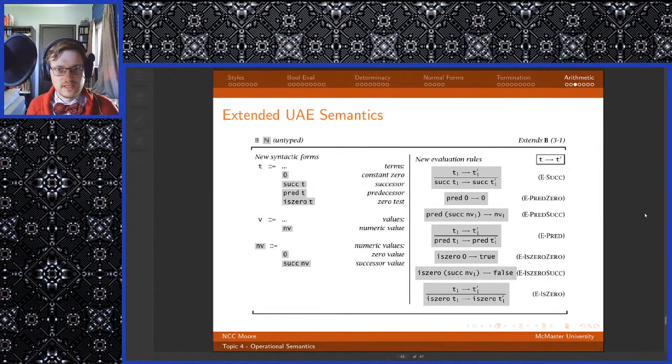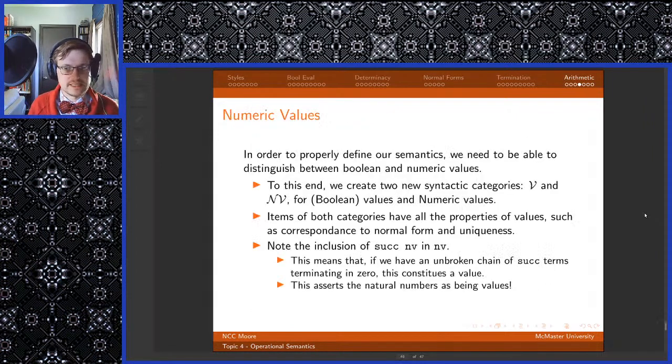And when it's a natural value, like, successor of false is still nonsense.